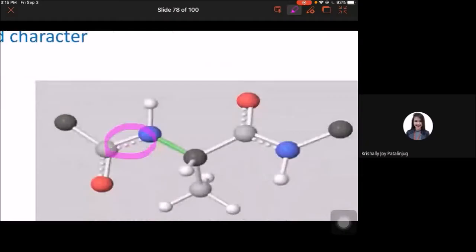That amide bond links particularly the carbonyl carbon of the first amino acid, this carbonyl carbon, the carbon there, and connects it via the peptide bond to the amino nitrogen of another amino acid, or what is our term for the amino acid, residue. Write down residue.